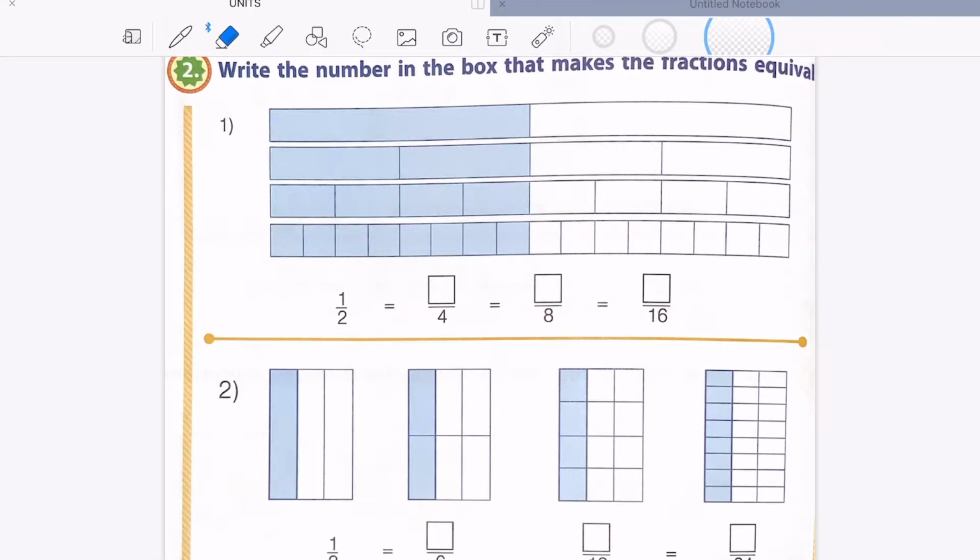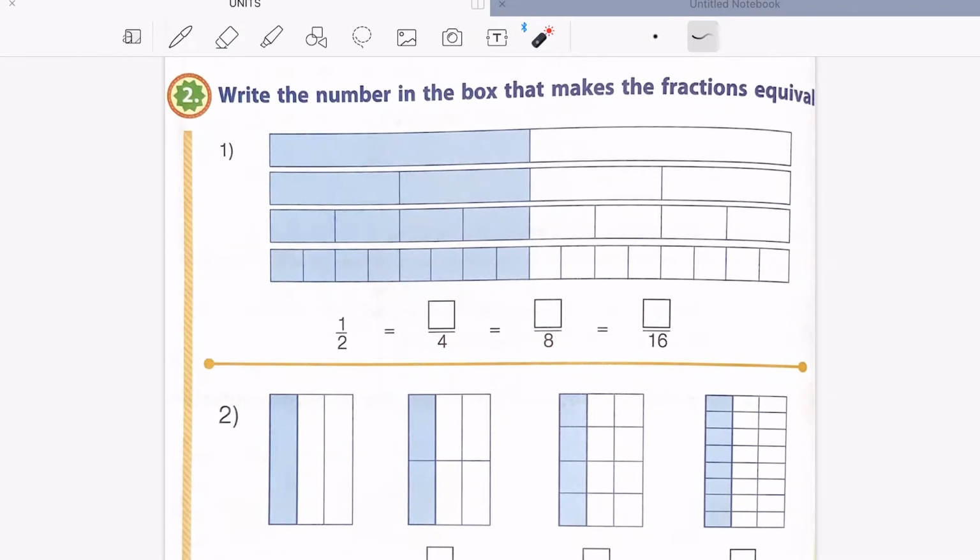Let's review yesterday's homework and classwork, and let's go back to page 68. So, we're going to review yesterday's classwork. Yesterday we learned about equivalent fractions. Do we remember what equivalent means? Equivalent means it's the same or equal. Yesterday I told you to do number 1 and number 2, so let's review it today.